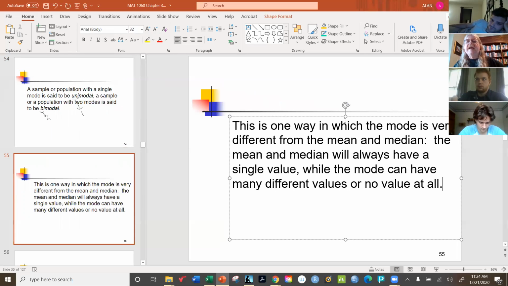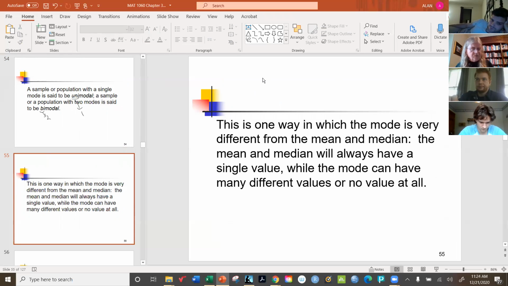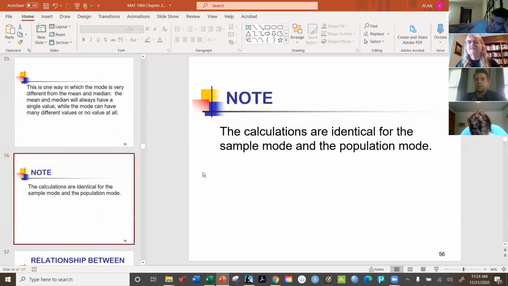Now, the mode can be very helpful for more qualitative applications. Like, for example, if you're a marketing firm and you're trying to find out what everybody's favorite color is, then the mode of whatever survey you take is everybody's favorite color. In other words, if you say, what's your favorite color? And most people say blue, then the blue would be the mode of that sample. Okay, and then you would use that to decide what color to offer for your products.